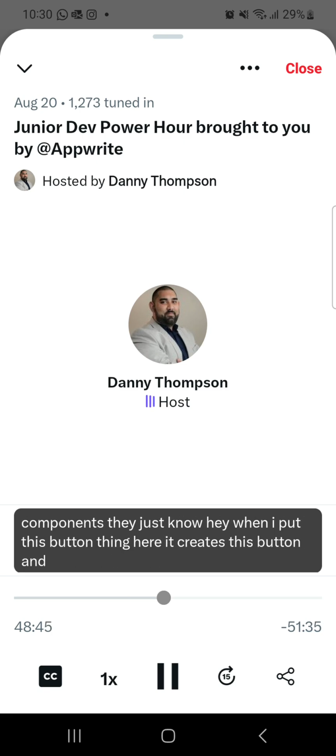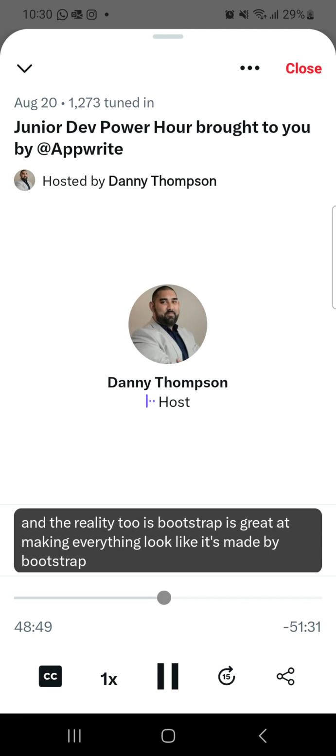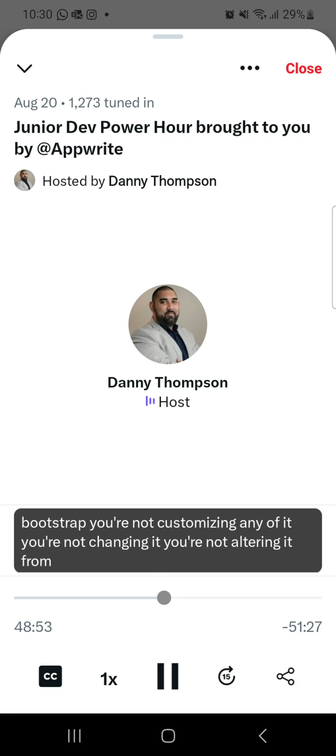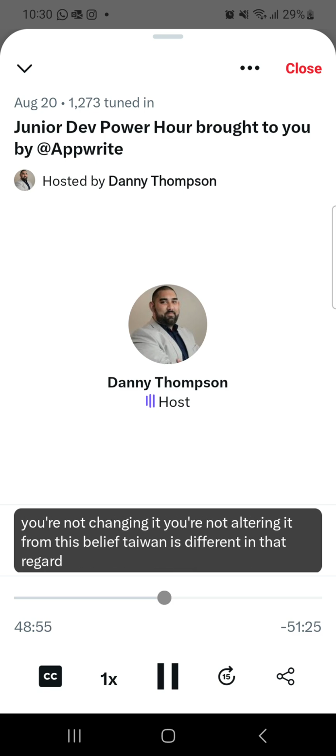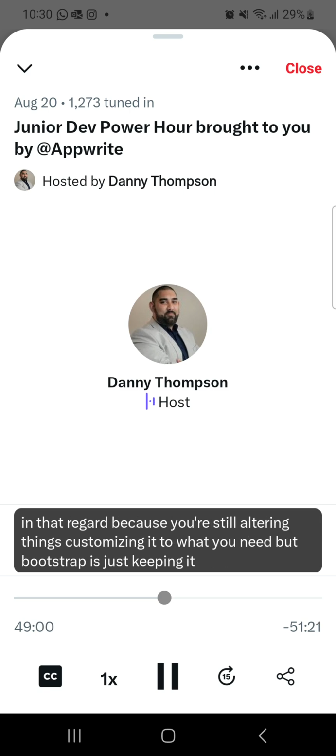And the reality too is Bootstrap is great at making everything look like it's made by Bootstrap. You're not customizing any of it. You're not changing it or altering it from its default. Tailwind is different in that regard because you're still altering things, customizing it to what you need. But Bootstrap is just keeping it exactly the way Bootstrap wants. You don't know how it's doing any of that stuff. There's a whole bunch of quote unquote magic behind the scenes that you're not familiar with.